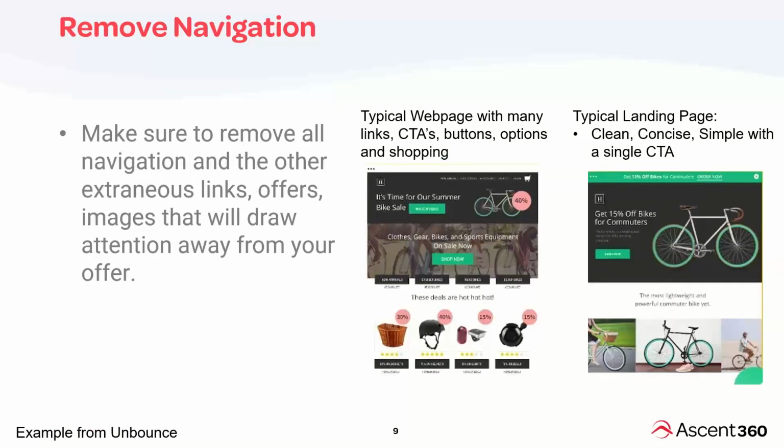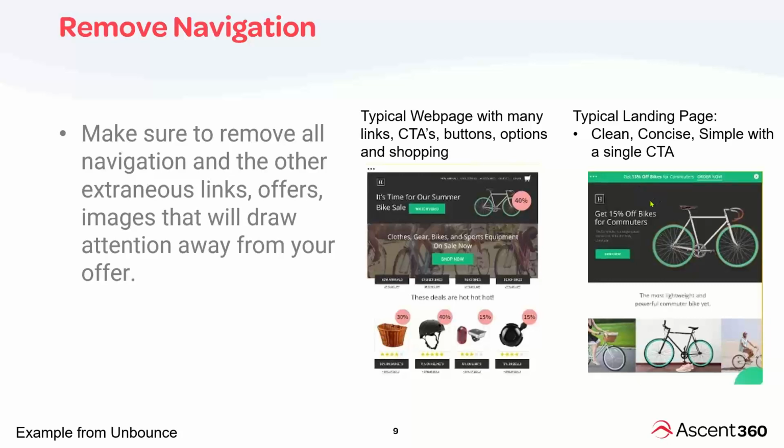The next best practice is to try to remove all navigation and extraneous links and offers. This example comes from Unbounce, so thank you to them. On this first example you can see a page with lots and lots of places to click, right? You can click in all these places, you can start shopping, all those sorts of things. If you've just got a general visitor, well, that's why you've built your website that way. But if you're trying to have a very specific offer, you want to simplify it, right?